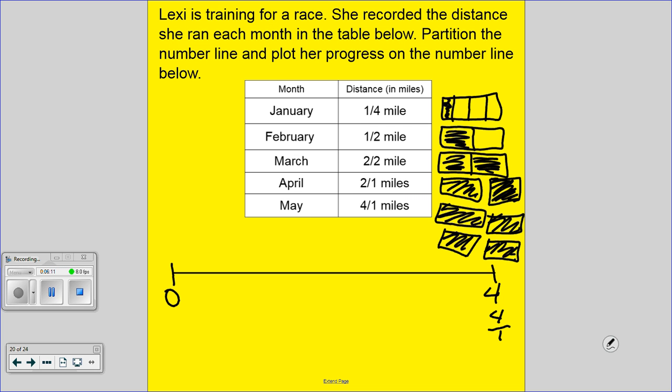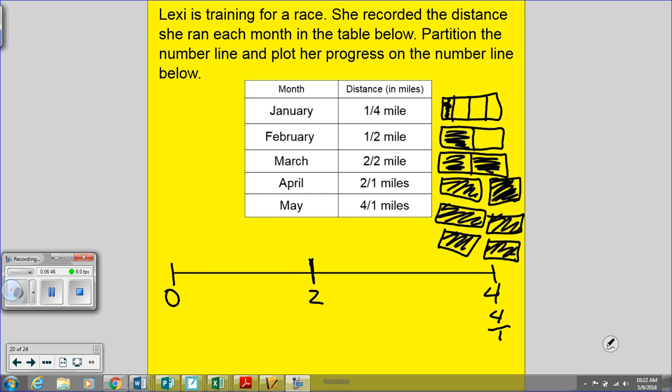What should I probably put in the middle if I'm making a number line that goes from 0 to 4? Not a trick question. Dylan? 2. Is this a half, Dylan? Well, it's half of 4 wholes, but does that 2 stand for 1/2? No. What does that 2 stand for, Dylan? 2 wholes.